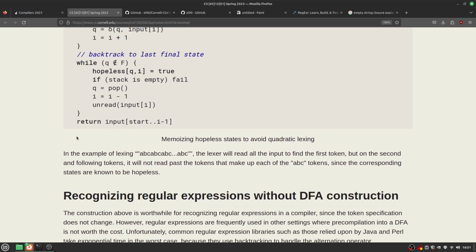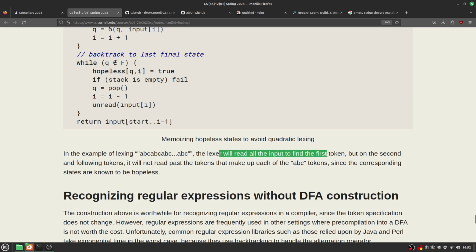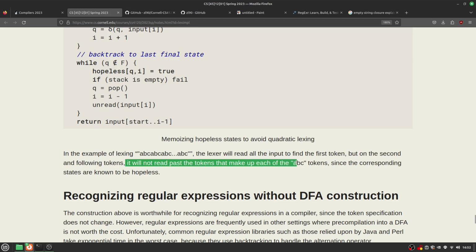An example is lexing ABC, ABC, ABC, ABC. The Lexer will read all the input to find the first token, but on the second and following tokens, it will not read past the tokens that make up each of the ABC tokens, since the corresponding states are known to be hopeless.